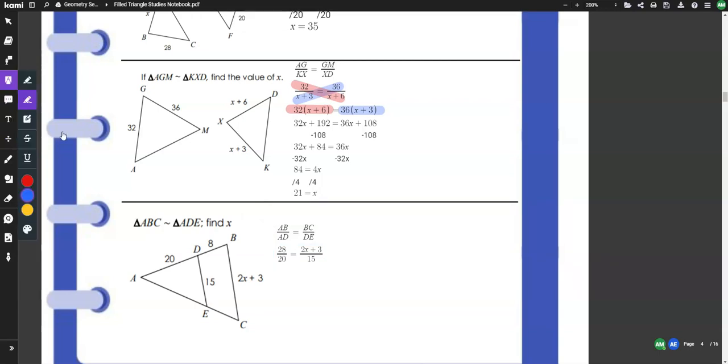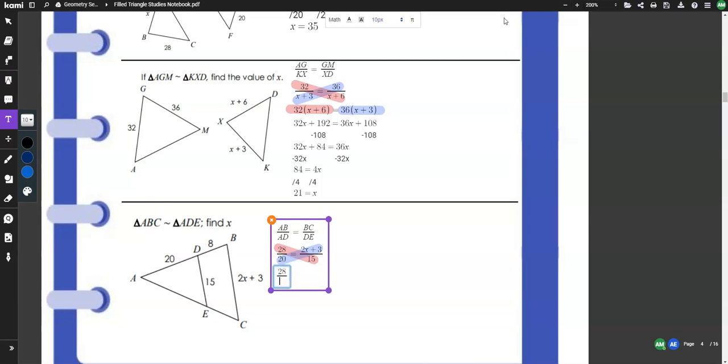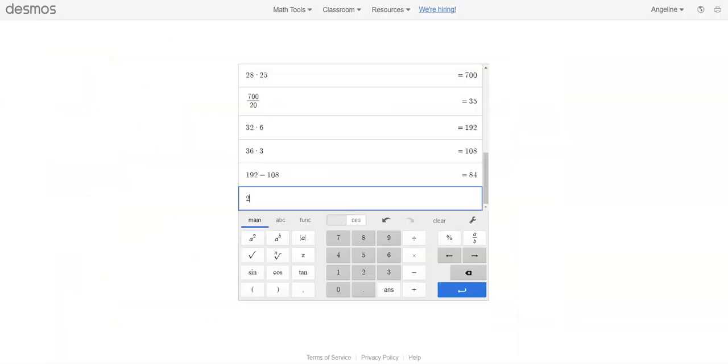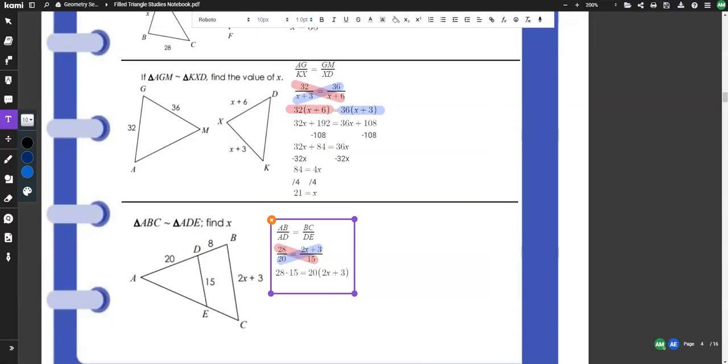Again, what we're going to do is cross multiply. So 28 times 15 and 20 times 2x plus 3. So we're going to have 28 times 15. Oops, not over. Times 15. Sorry guys, I had a typo there. Is equal to 20 times 2x plus 3. 28 times 15 is going to be 420. And we're going to set that equal to 40x plus 60. Again, because I'm multiplying 20 times 2x and 20 times 3.